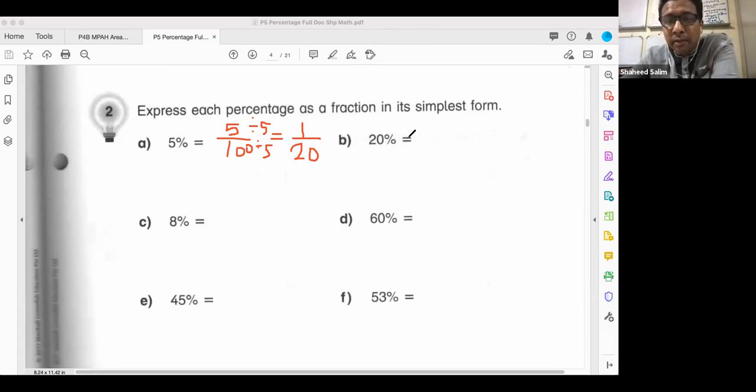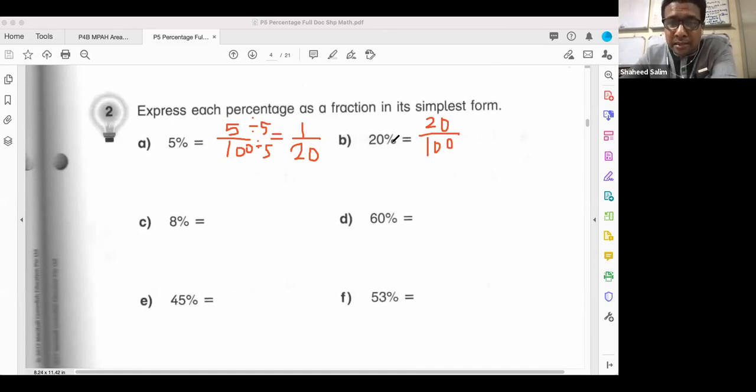This one same thing lah. 20 over 100. Now you must bring it to lowest terms. So far, no one has given answer. Okay. Shalina, you get it now. Divide by 5, divide by 5. 1, not 1 over 4. 1 over 20.